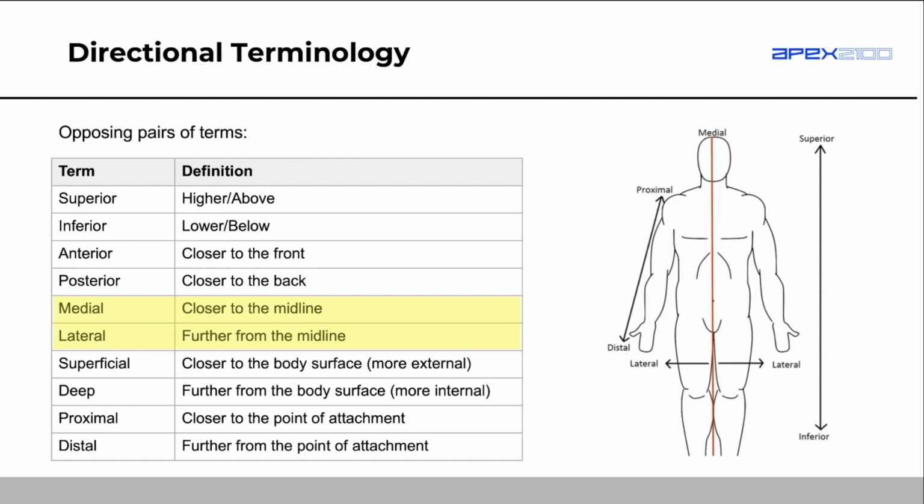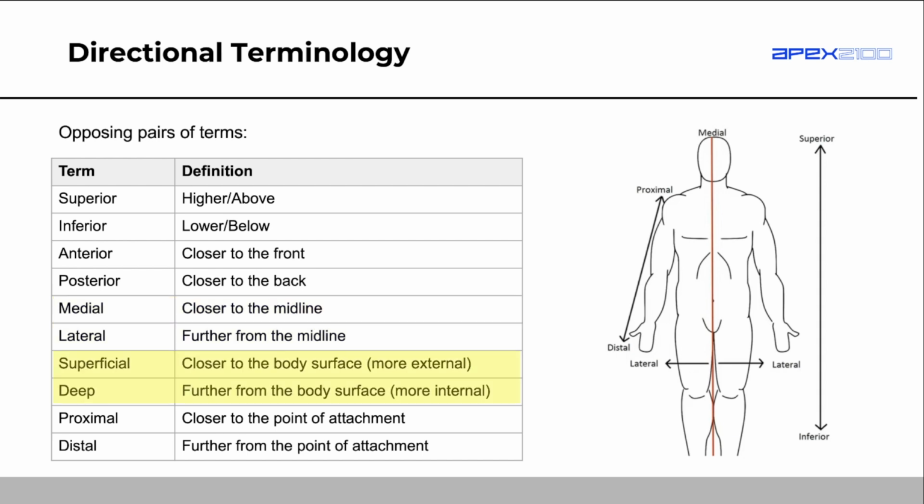Okay, medial and lateral are referring to the midline of the body. So medial means I'm closer to the midline, and lateral means I'm further away from the midline, or I'm towards the outside, like I'm moving towards the outside edges of the body. So I could say that my ears are lateral to my nose, or that my belly button is medial to my hands.